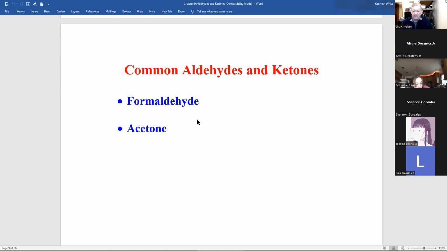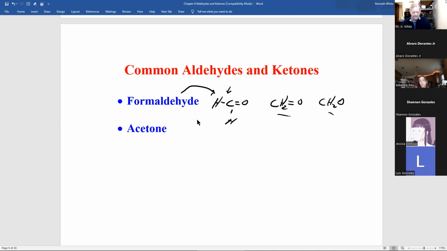Now, formaldehyde is the simplest aldehyde, where R is H. Now, you said, Dr. White, you said R is carbon hydrogen. Well, it turns out there are exceptions to that. And for aldehydes, when R is H, nobody calls it by the IUPAC name, which would be methanal. They call it formaldehyde. You can write it this way. You can write it this way. And you can even write it this way. They're all the same structure. I like this way because I just think it looks cool. I like showing the carbonyl double bond.